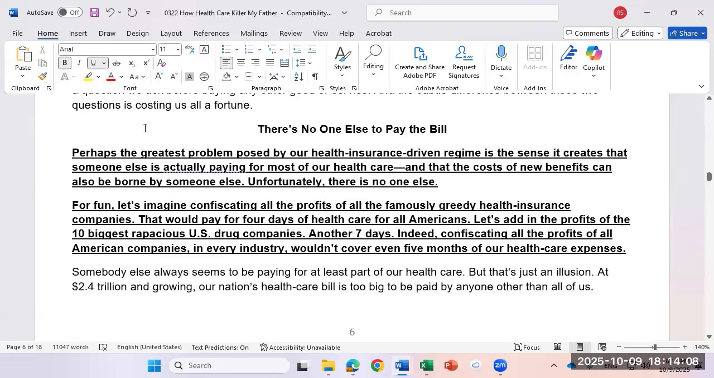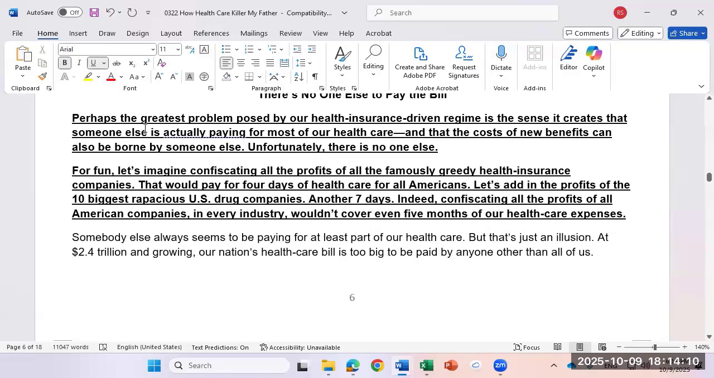All right. So the next point he makes is it feels like you're not paying for it, but you're paying for it indirectly, which is almost the worst case. It's costing you a lot of money, but you don't know it because it's indirect. So he says perhaps the biggest problem with our health-driven regime is the sense that it creates that someone else is paying for your healthcare. But there is no one else.